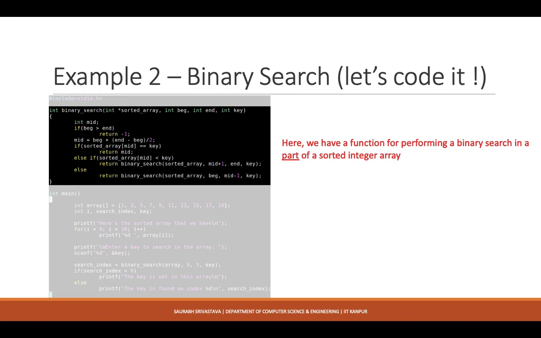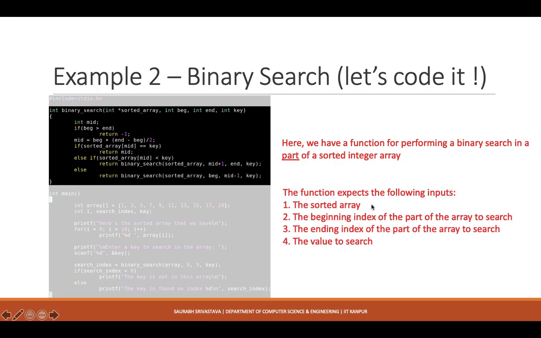It's called binary search, and this is something you have to understand: it is supposed to search for a particular element not in the whole of the array, but in a part of that array. You'll understand why it takes this beg and end, which are the beginning and end. This function expects that you have given a sorted array to the function. There is a beginning index and there is an ending index.